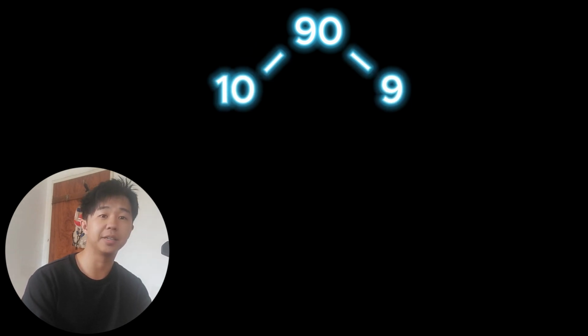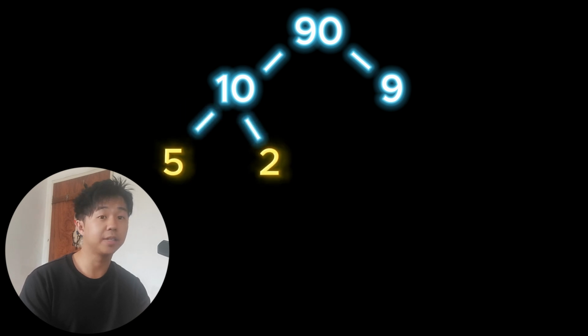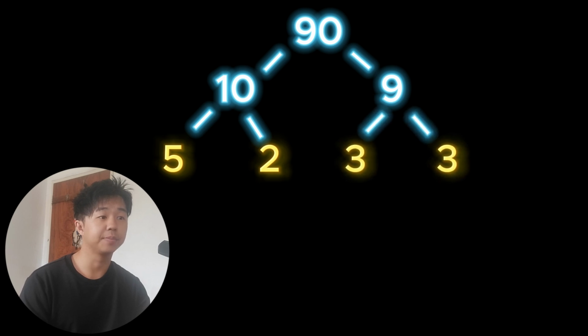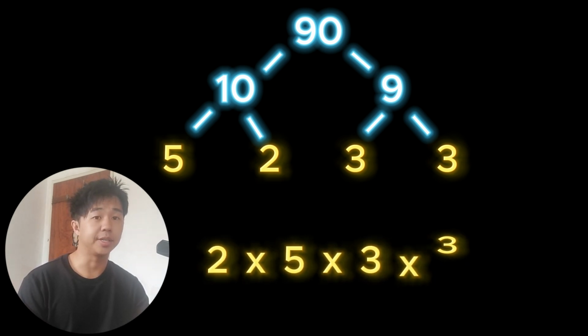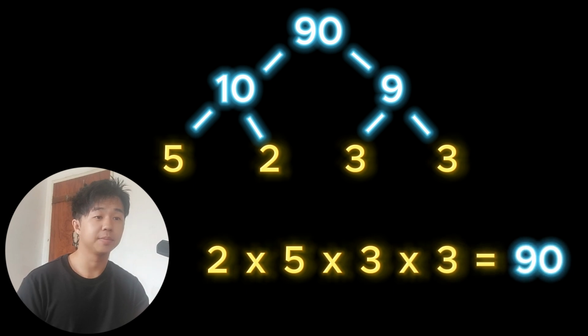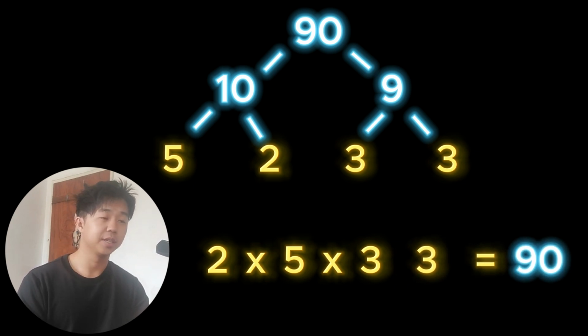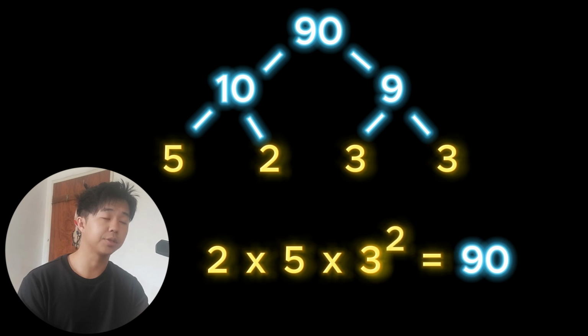Next one, the number 90. How do we get to 90? Let's take 10 times 9. How do we get to 10? 5 times 2. How do we get to 9? 3 times 3. Nothing else can be broken down. We only have prime numbers. So we have 2 times 5 times 3 times 3 equals 90. Write it in the fancy way. 2 times 5 times 3 squared equals 90.